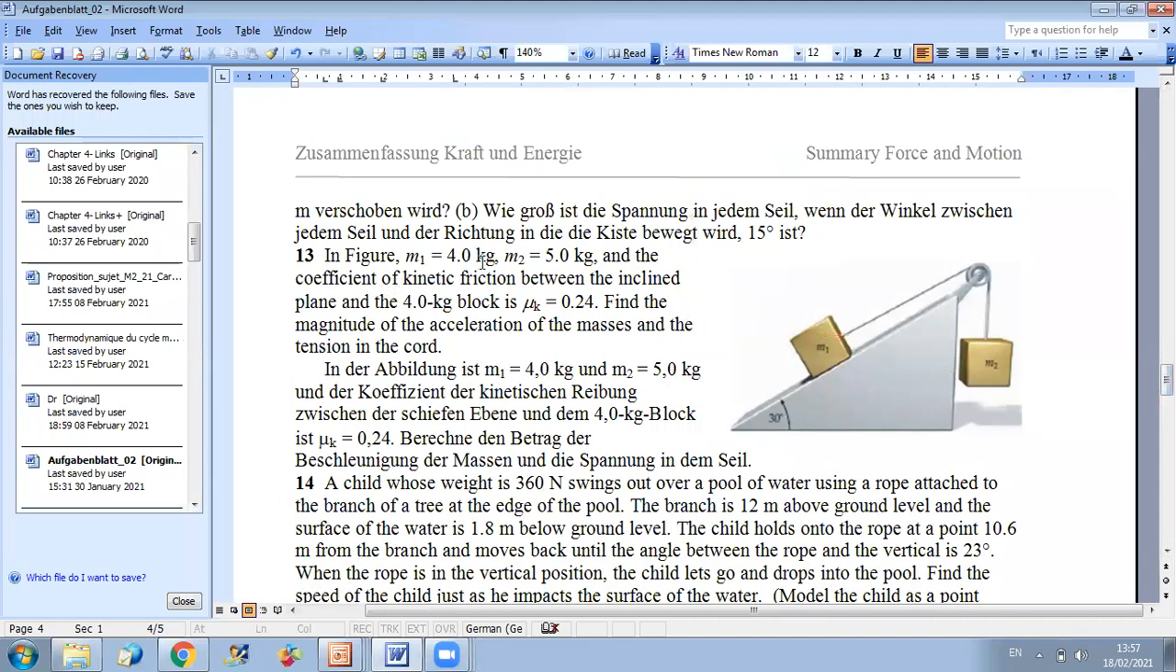In the figure, M1 is 4 kilogram, M2 is 5 kilogram, and the coefficient of kinetic friction between the inclined plane and the 4 kilogram block is mu k equals 0.24. Find the magnitude of the acceleration of the masses and the tension in the cord. So here, this is a typical problem. We have worked on a lot of problems like this.